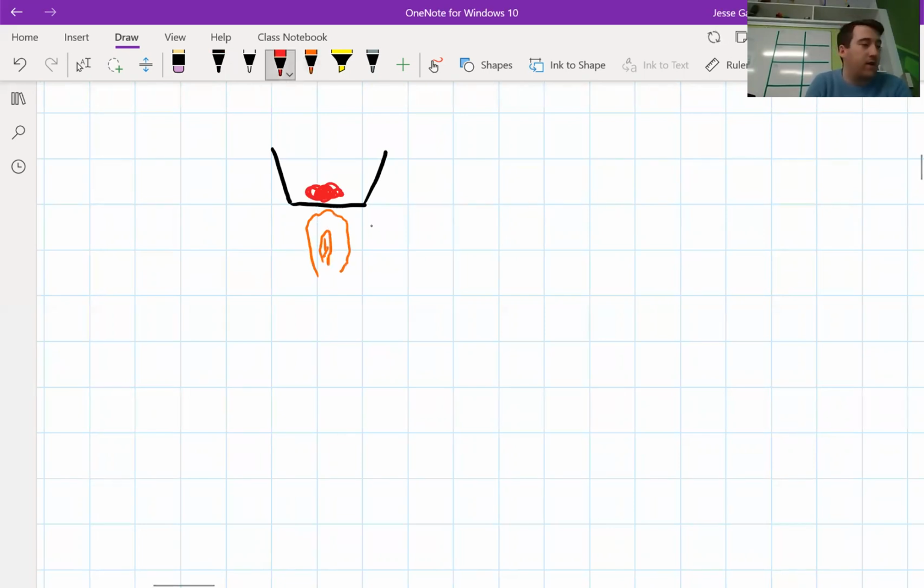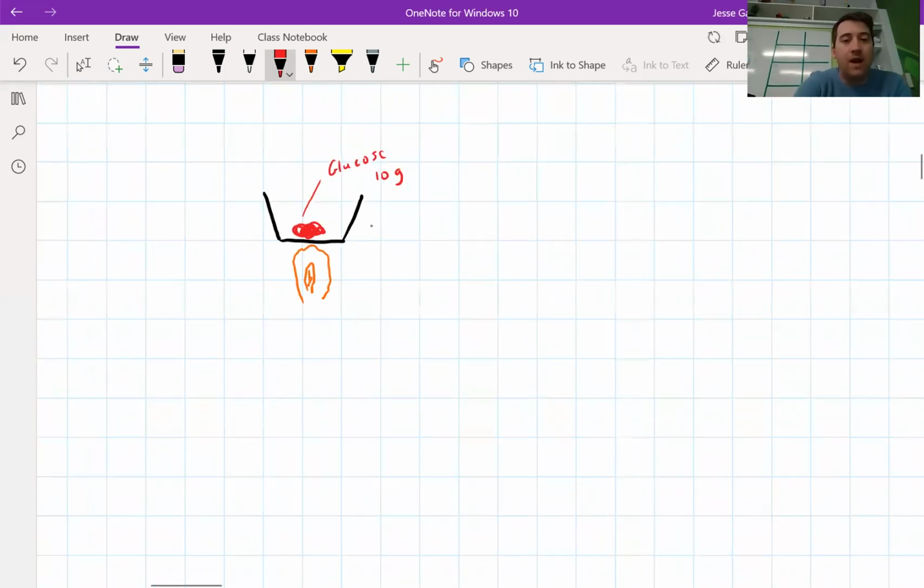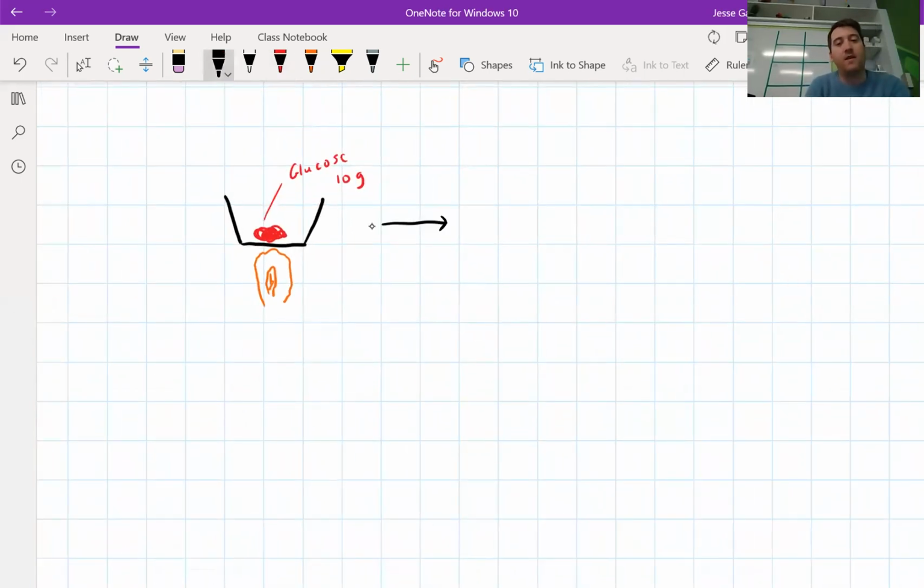So what is the red stuff? The red stuff is glucose. Let's say they had 10 grams of glucose. What would they observe during this experiment is that the glucose is going to burn, and what's going to be left behind is the black carbon. The carbon from the glucose is left behind, and the two other things, oxygen and hydrogen, would be released as gases.